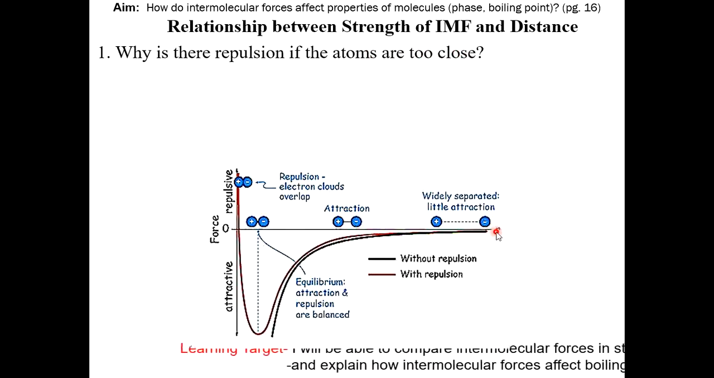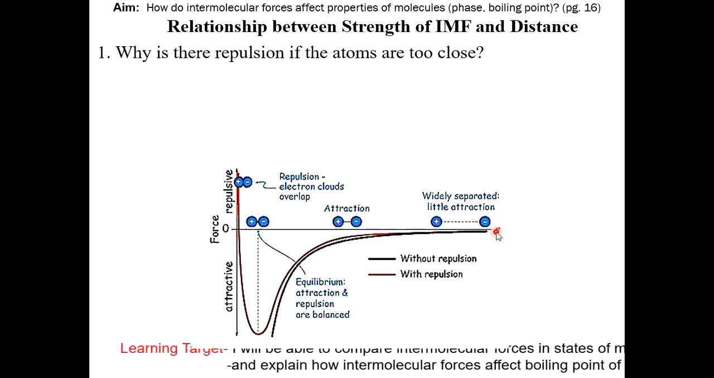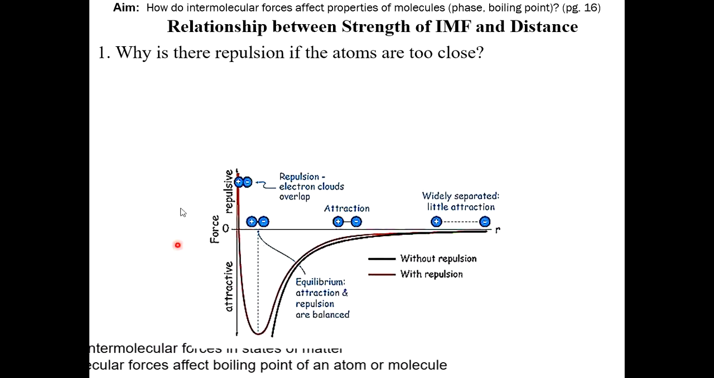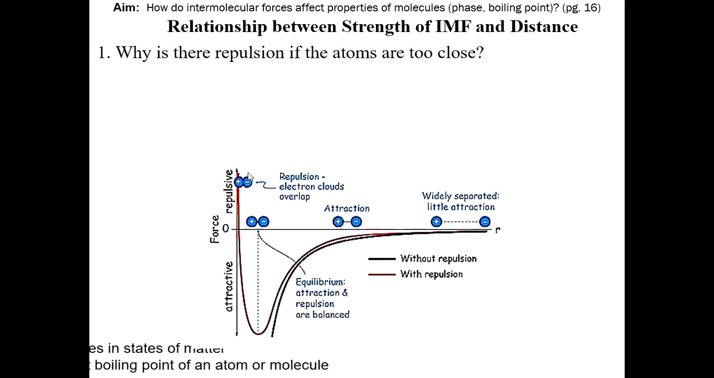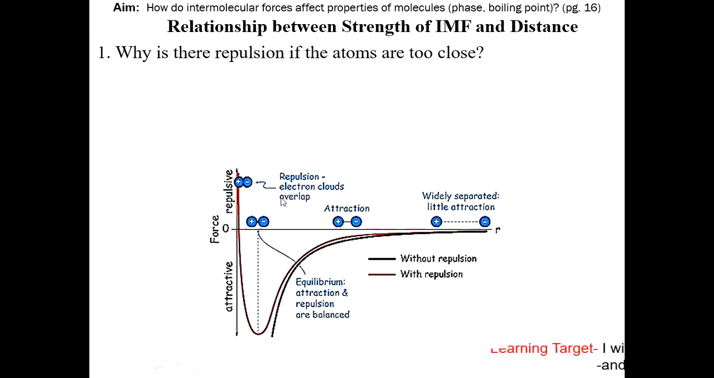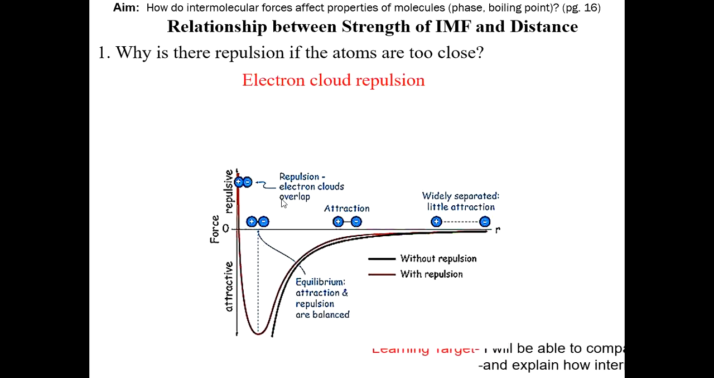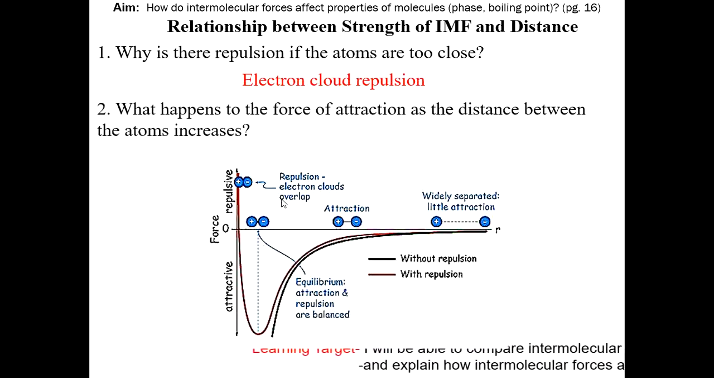Let's use this diagram to analyze the relationship between the strength of intermolecular forces and the distance. The x-axis represents the distance between the two atoms. The y-axis represents the forces or interactions, whether there's attraction or repulsion. So if we look at the diagram, why is there repulsion if the atoms get too close? If atoms get too close, the electron clouds of both atoms will overlap. Remember, opposites attract, same charges repel. So the repulsion is coming from the electron clouds of both atoms.